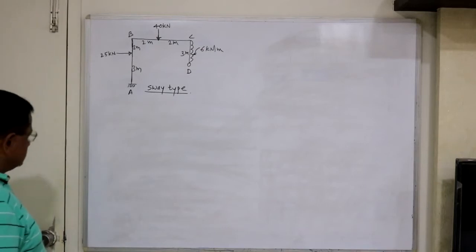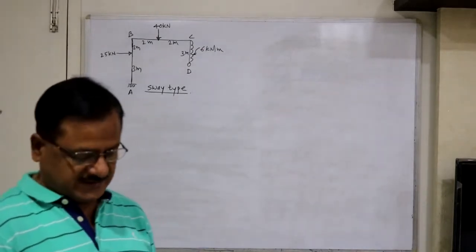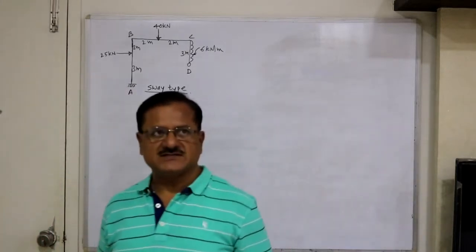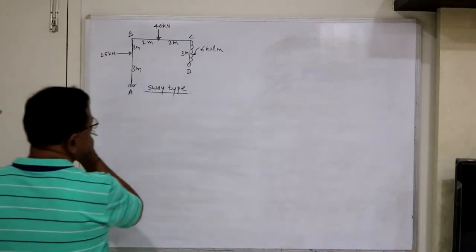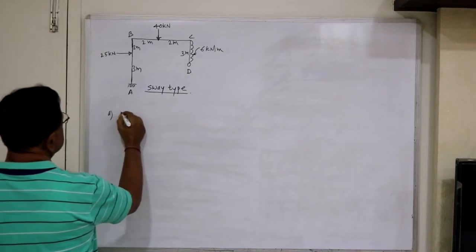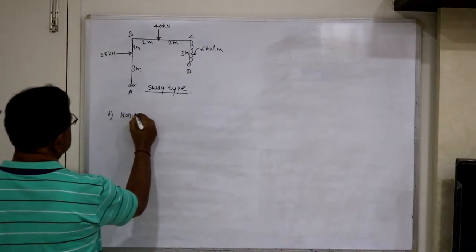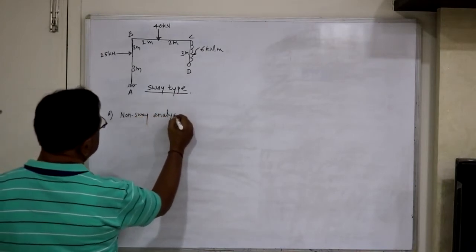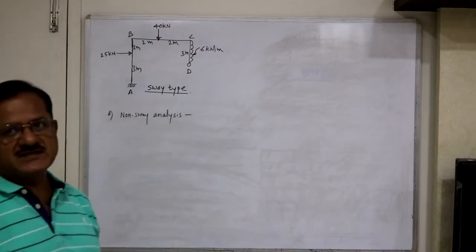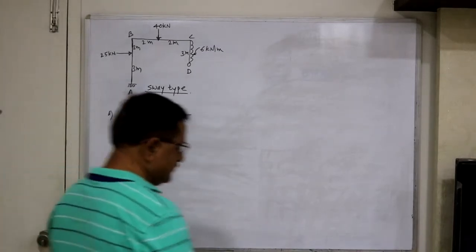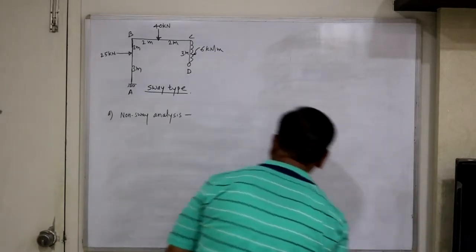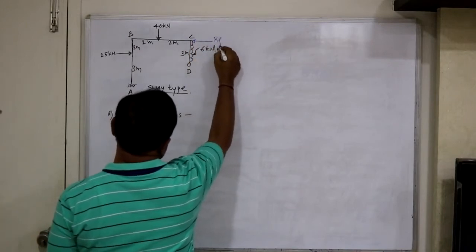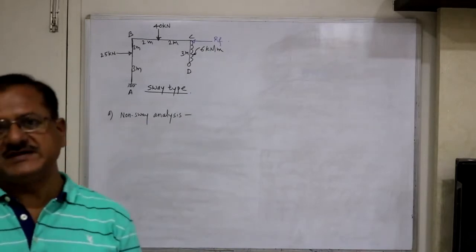So this is a sway type frame, and the analysis of a sway type frame is to be carried out in two stages. The first is non-sway analysis. Now assume that the sway of the frame is prevented by applying a resisting force RF. So here RF is applied and the sway of the frame is prevented.